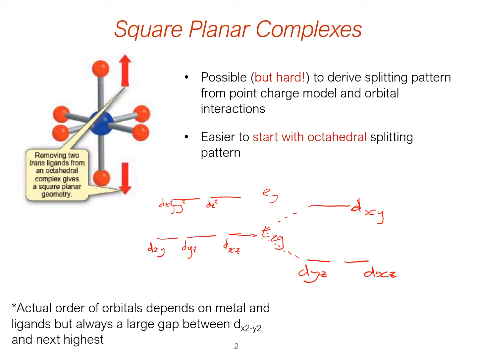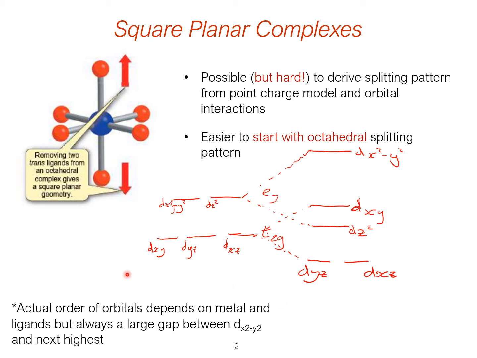Then we can do exactly the same thing for the eg orbitals. The dz squared gets stabilized, and it can actually go below the dxy, and then likewise the dx squared minus y squared gets destabilized and ends up all the way up here.